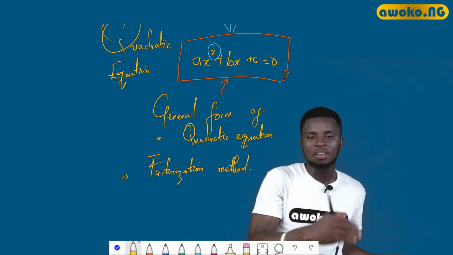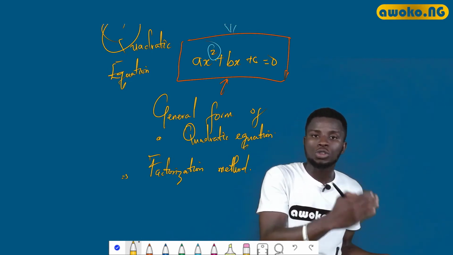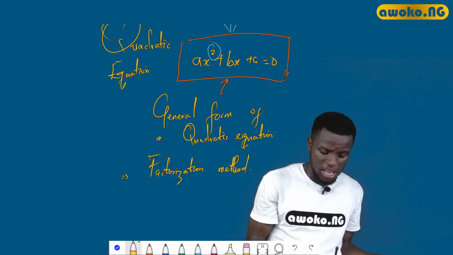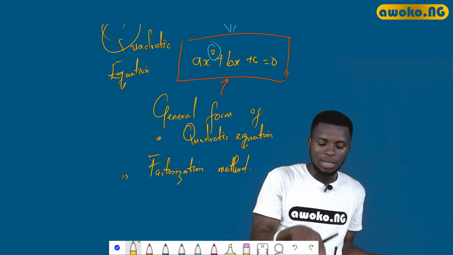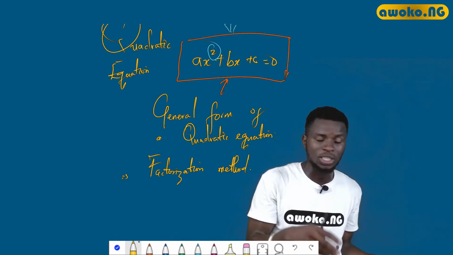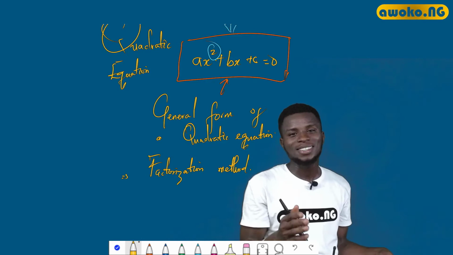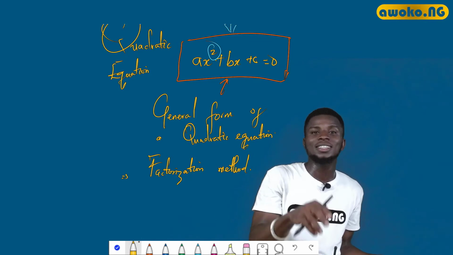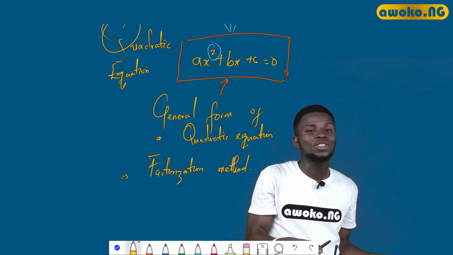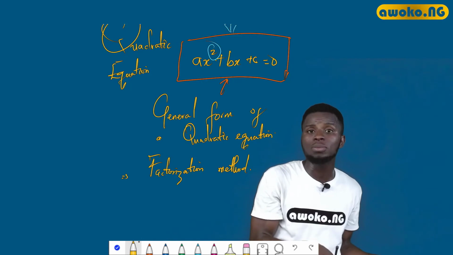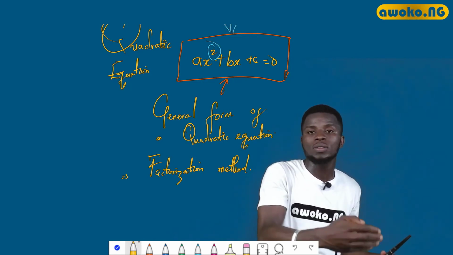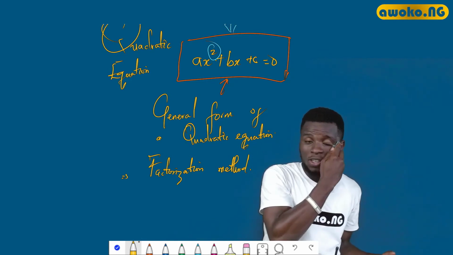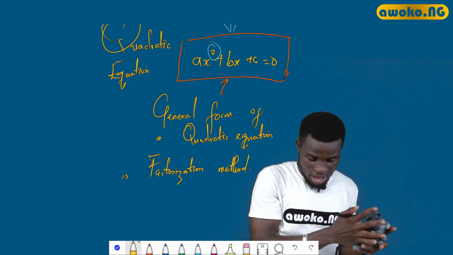We're just discussing the various methods we can use to solve quadratic equations. And the first one we said is the factorization method. But before that, we introduced the general form of a quadratic equation, which is ax squared plus bx plus c equals 0. Go to the moon, come down to the earth, this is still the general form of a quadratic equation. It does not change. And on this basis we are going to build other things. So this is just like the foundation of the quadratic equation.